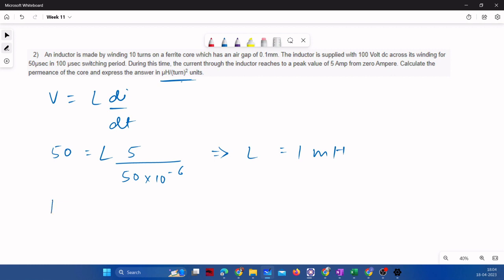Now to compute... Voltage is 100 volt, yes, correct. Sorry. So 100 volt is there. But still the inductance value is the same, 1 millihenry.